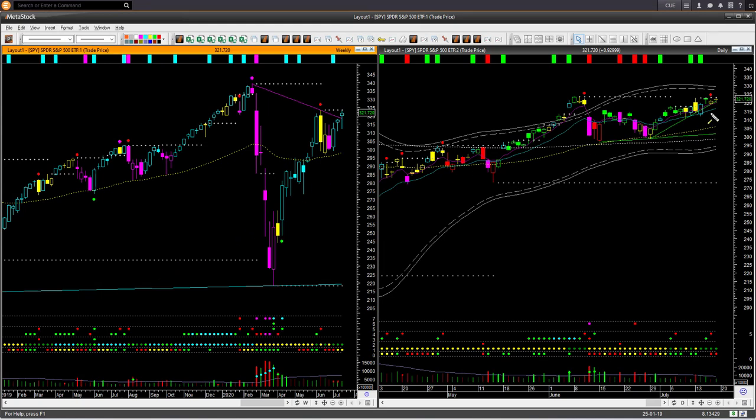SPY, like QQQ, also touched the memory support on Friday. Friday ended with a bullish shape candle. And unlike QQQ, the weekly candle is also looking very bullish, both in shape and in color. And it also successfully broke above the memory resistance line. SPY is looking bullish both in the weekly chart as well as in the daily chart.